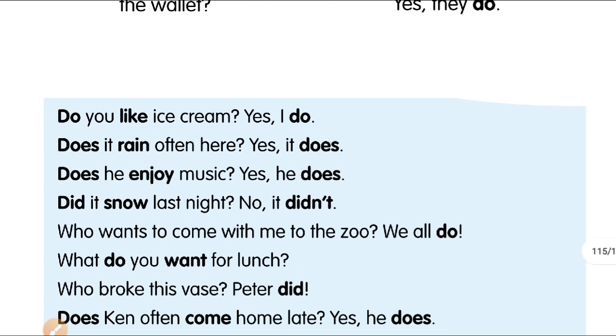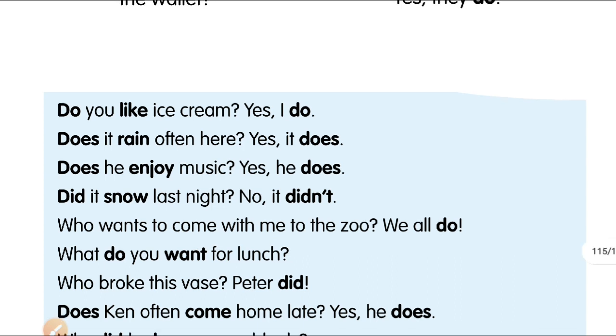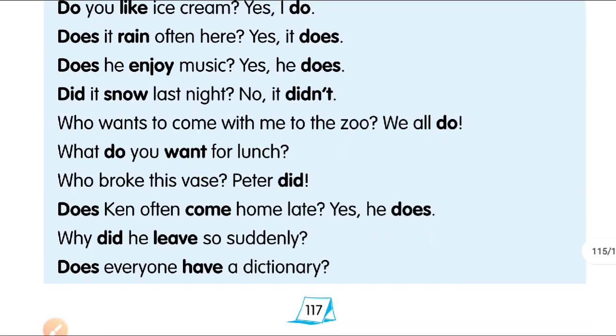Do you like ice cream? Yes, I do. Does it rain often here? Yes, it does. Does he enjoy music? Yes, he does. Means for both question and answer, do and does. And did also. Did it snow last night? No, it didn't. Means you can use do, does and did in questioning and answering different queries.